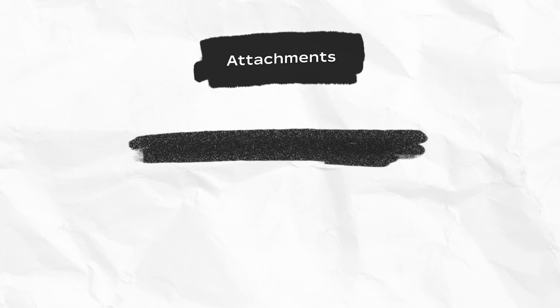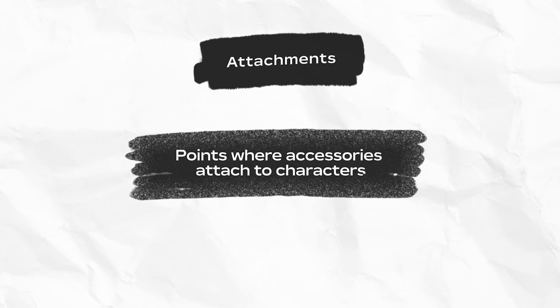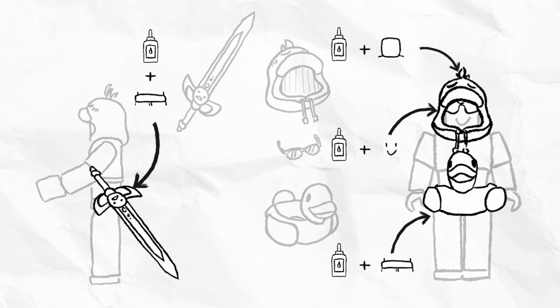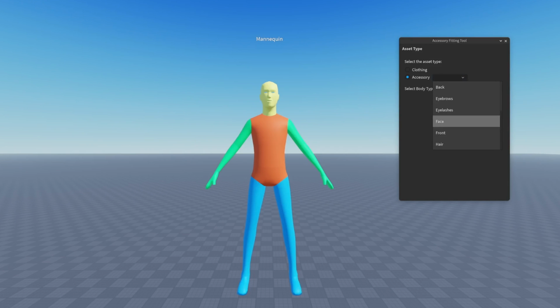Lastly, attachments, called attachment points, are the points that define where the accessory attaches to a character's body. You can think of it as applying glue to your accessory. Where you apply the attachment point determines where it attaches to the character that wears it. You can use tools within Studio to automatically generate the attachment point component of an accessory.